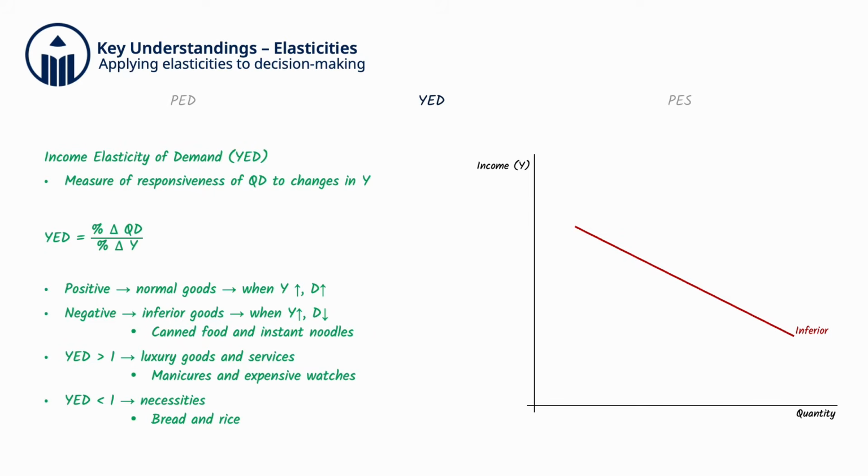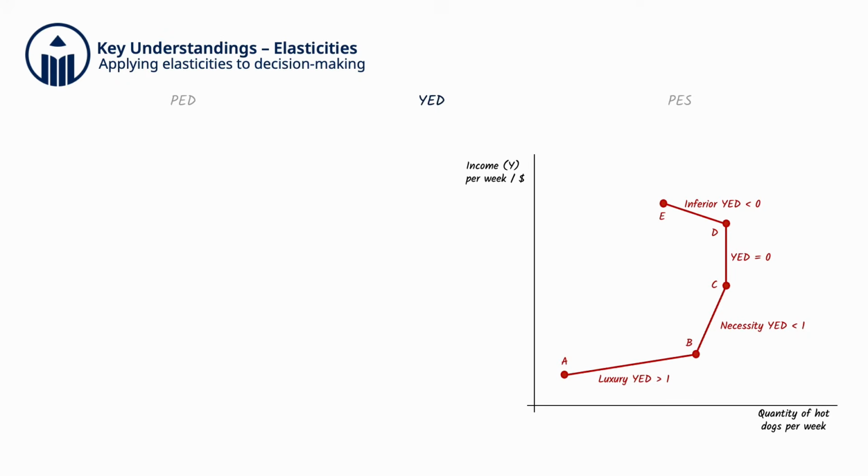An inferior good will have a negatively sloped Engel curve. A necessity will have a relatively steep positively sloped Engel curve, while a luxury will have a relatively flat positively sloped Engel curve. The Engel curve can also be used to show how demand for the same product changes as income changes.